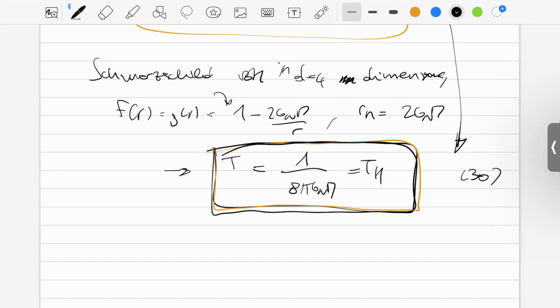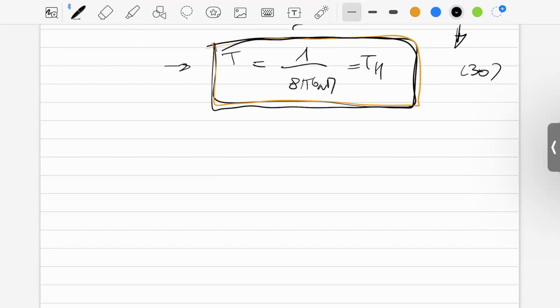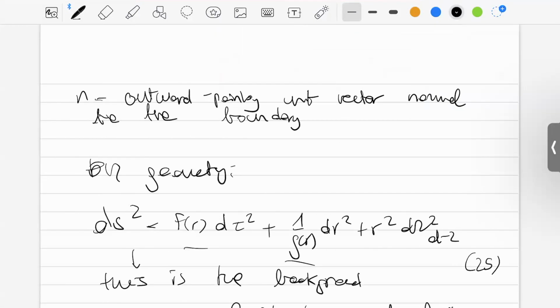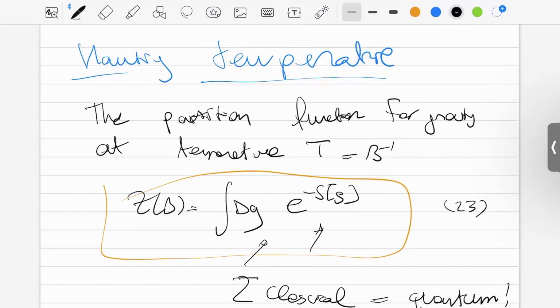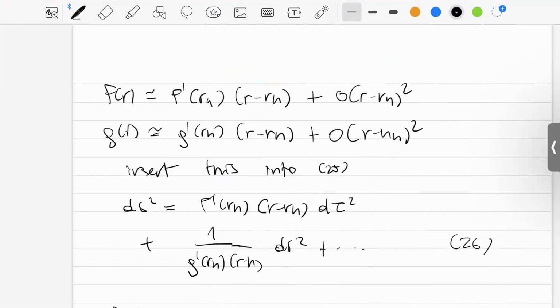The other thing that I would like to show you is how to derive the entropy of the black hole, and then we are done for today. The calculation for the entropy is a little bit more delicate, but it's quite easy. First, the starting point is the partition function, which I have already written before, namely this one, the partition function for gravity.